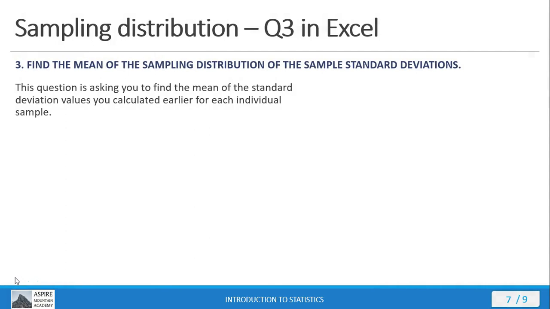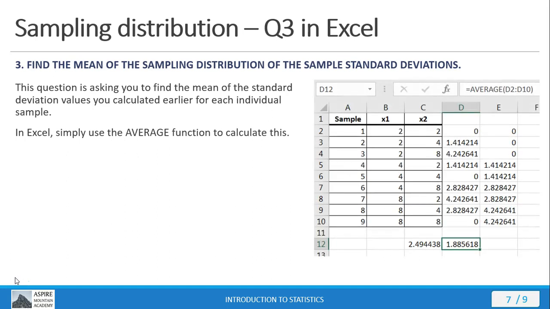The next part of the problem asks to find the mean of the sampling distribution of the sample standard deviations. So for each of those sample standard deviations we calculated, we need to get the mean value. That's easy to do, just use the average function. So listed down here with each of these values that I calculated, I'm going to just click this cell down here and put in this formula for the average of these cells up here, and that comes out to be 1.88 as we saw earlier when we used StatCrunch.